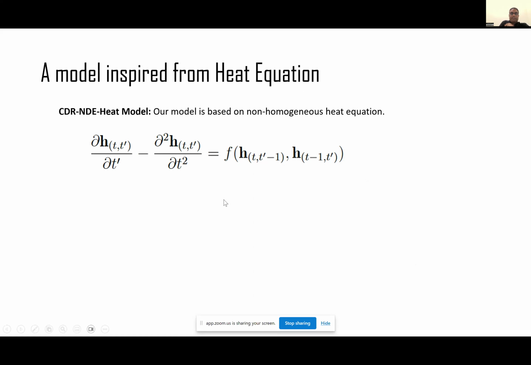Generally, this is the heat equation, but we consider the non-homogeneous heat equation of this form. Here, F is a GRU cell.